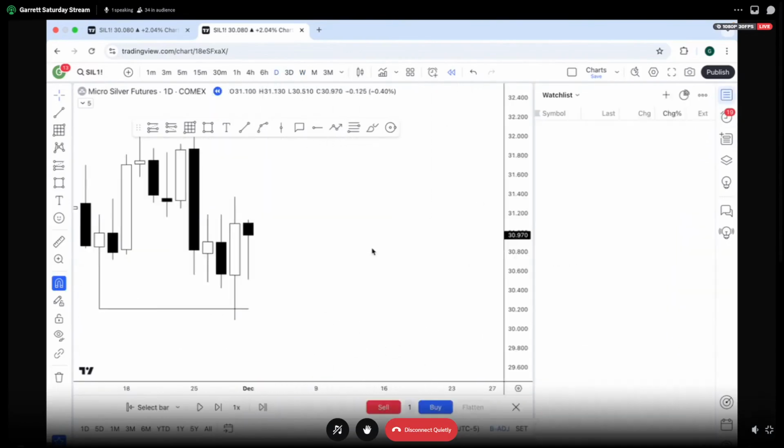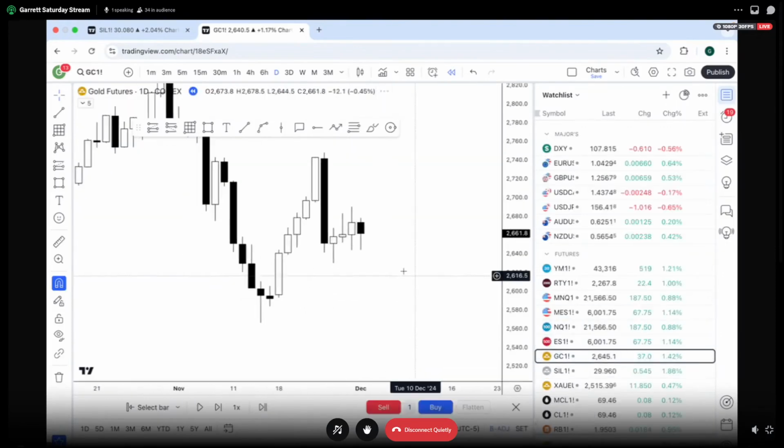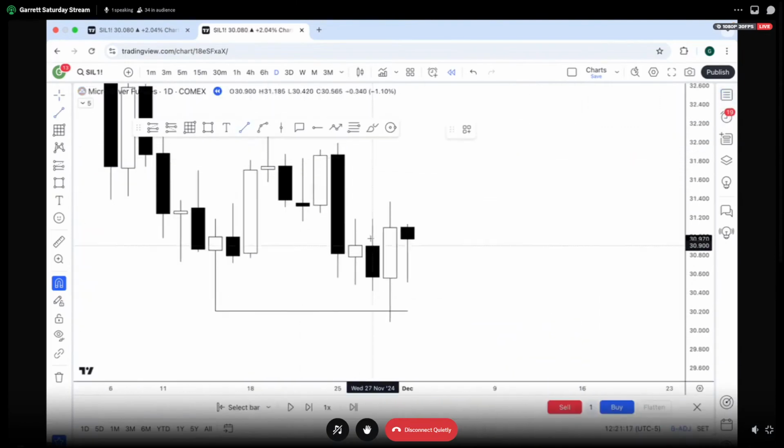So if I pull up the correlated asset, this is why SMT is so key, right? We have a clear divergence. And then we get what? A CISD to confirm that.